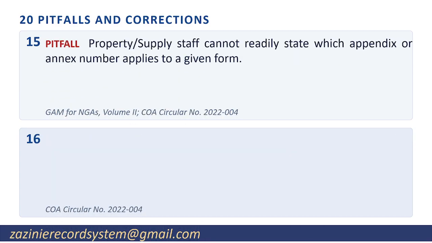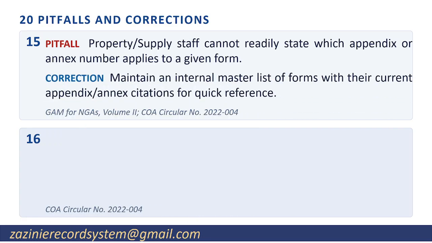20 pitfalls and corrections. Number 15. Pitfall: property or supply staff cannot readily state which appendix or annex number applies to a given form. Correction: maintain an internal master list of forms with their current appendix or annex citations for quick reference.